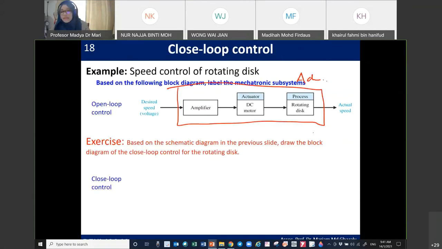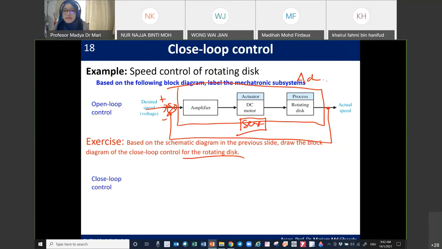Draw the block controller for rotating. So how do you make it into a closed loop? Take this one. Remember, the first one is what? You must have a feedback. Draw it. It must always have a negative feedback. Negative, so make sure you put it negative over here. And then what else? You must have a sensor, so yes, a sensor block here.